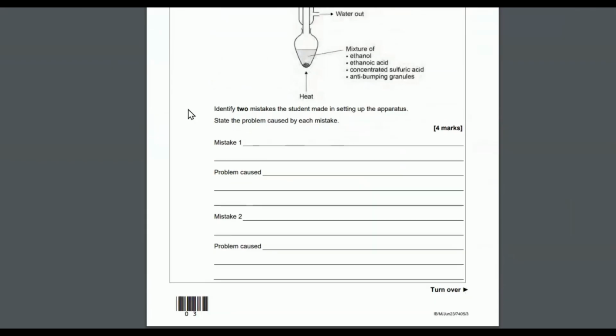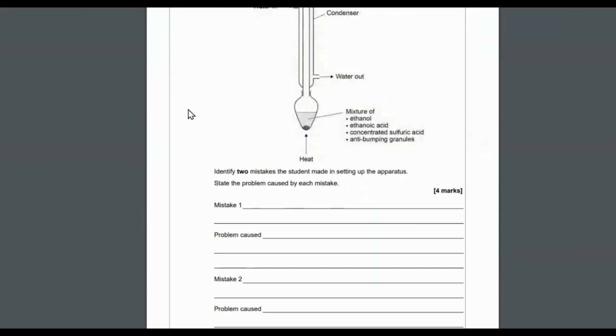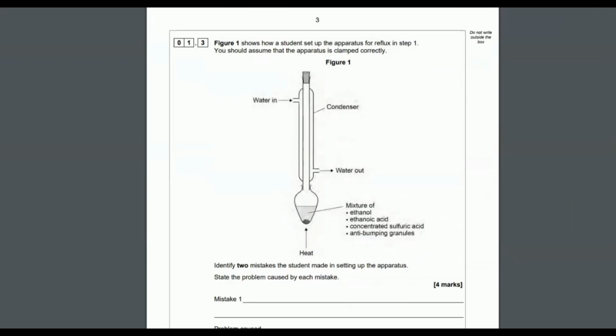So we've got a second mistake and the problem caused. What the problem is here, yikes, this can be confusing sometimes. The water is coming in here. Sometimes that's not a bad bet. It's away from the heat source, but the water's coming in here and traveling down here.